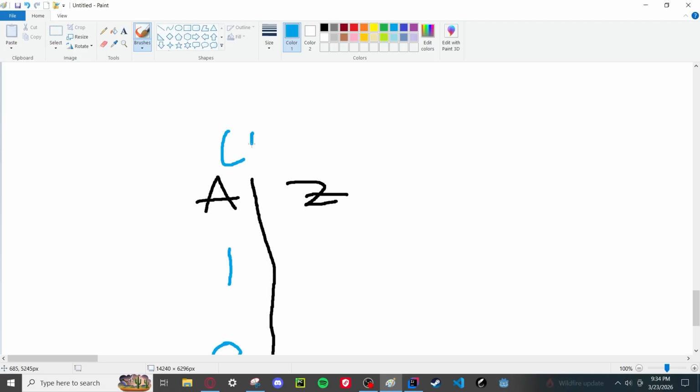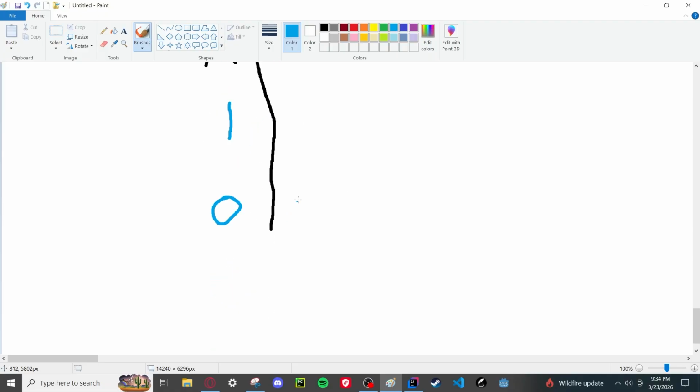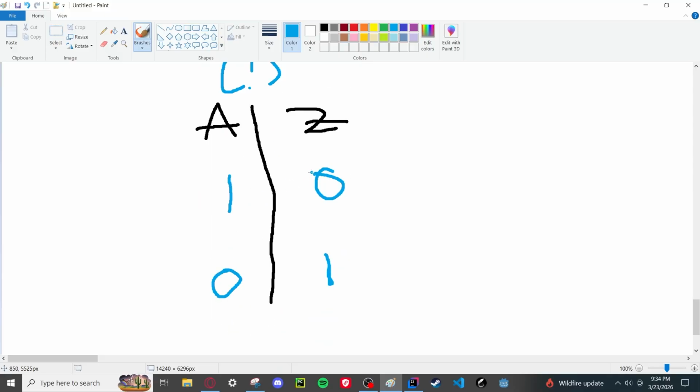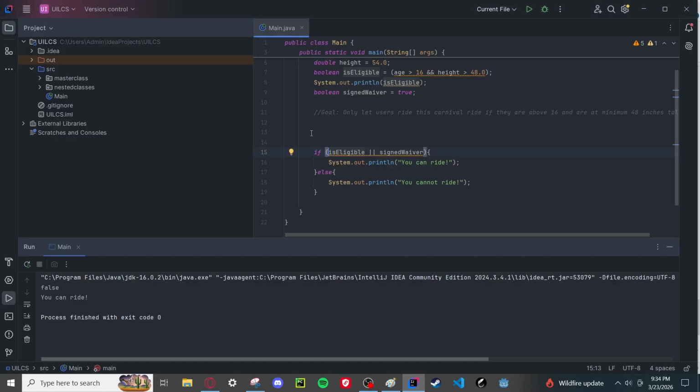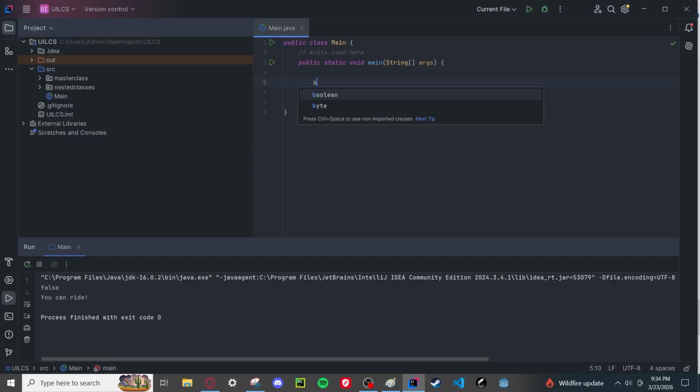Well, if we're doing this in a not, that 1 is going to swap to 0 and that 0 is going to swap to 1 because it just flips it, right? That's what the not does. And then if we try and apply that to our current, let's look at the not in code. So Boolean a is equal to true. Well, let's print out not a.